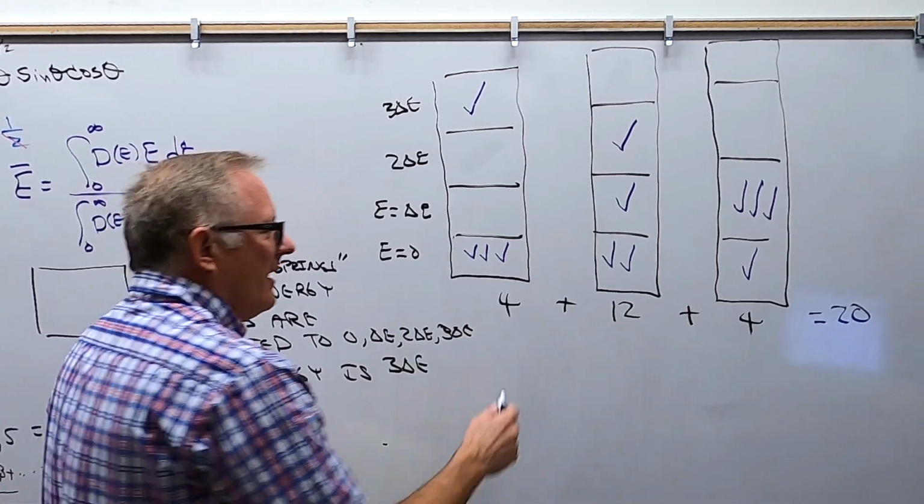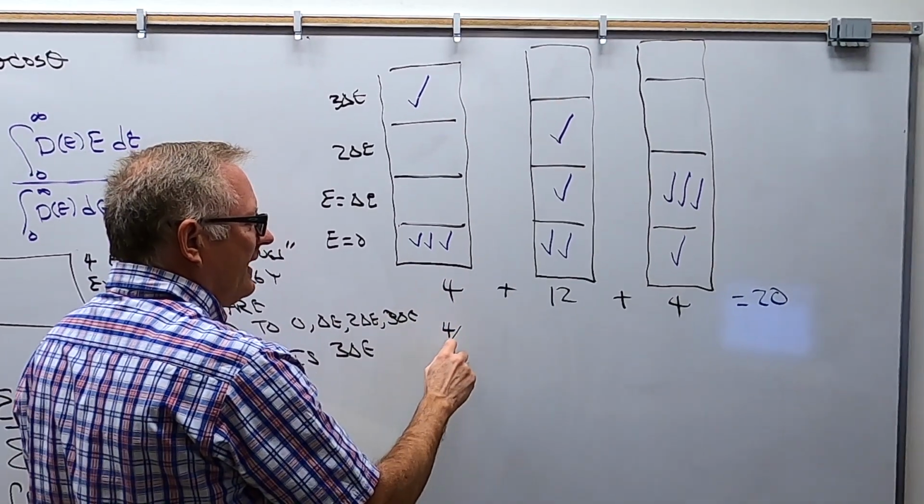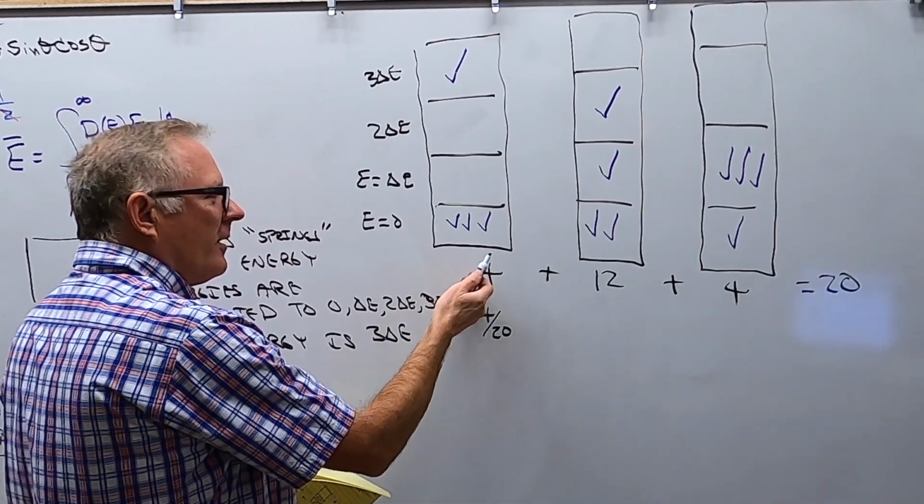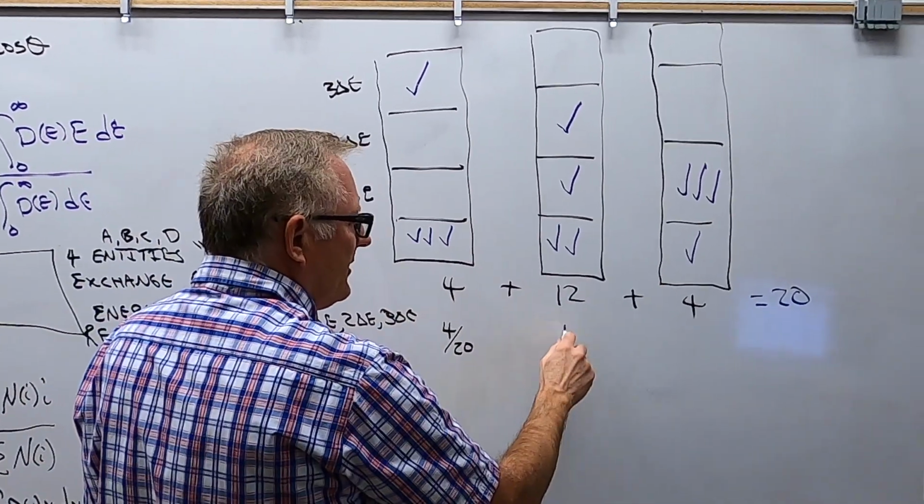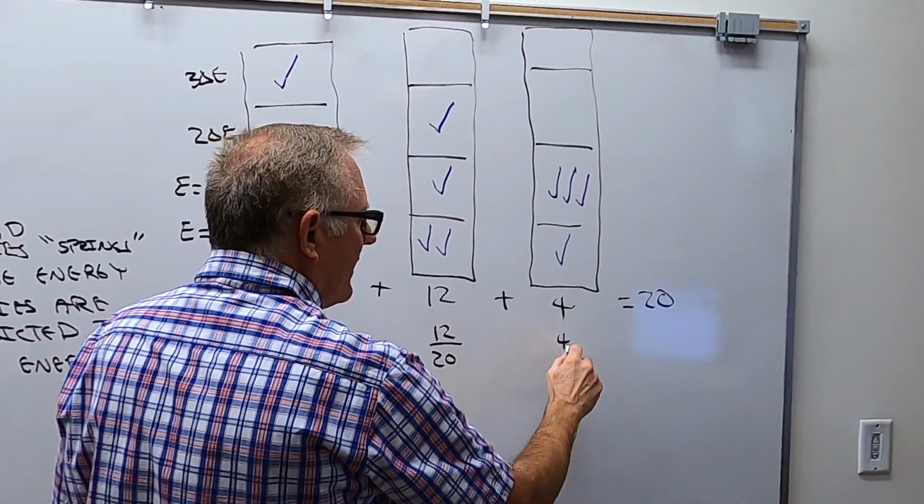And so the probability that you're in this configuration would be 4/20ths, because there's 4 out of 20. This one would be 12 out of 20. This one would be 4 out of 20.